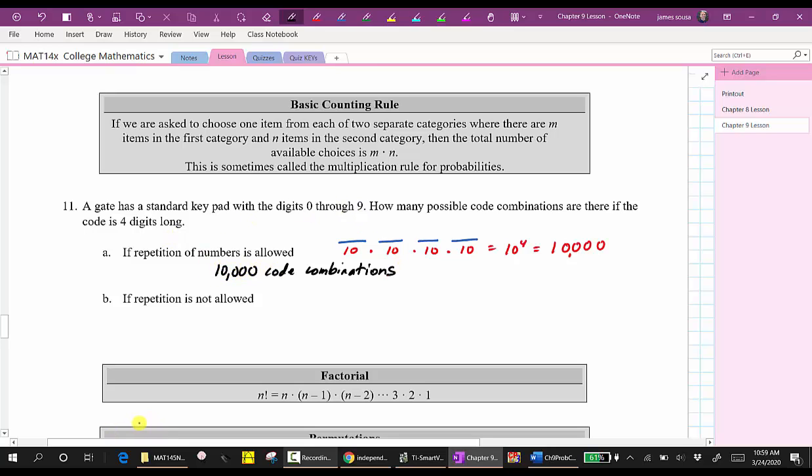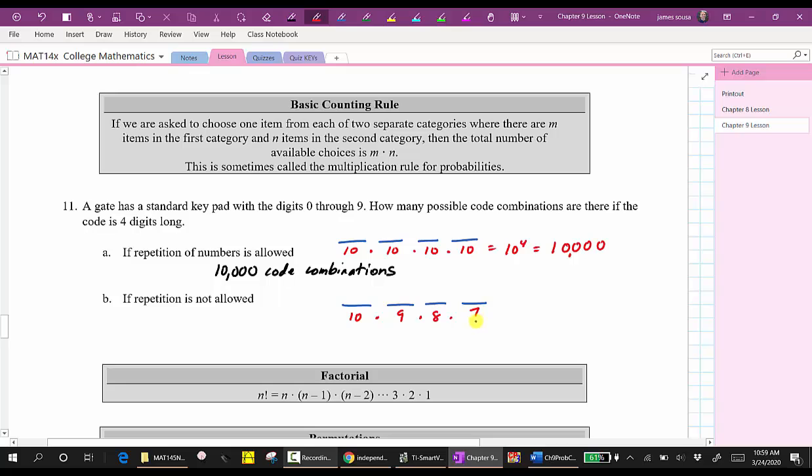For part B, it says repetition is not allowed. So again, using the counting principle or counting rule, we still have 4 categories. The first digit or first number can be any of the 10 choices. So there's 10 choices for the first digit in the code, but we cannot use this same digit again. So now there's only 9 choices for the second digit, 8 choices for the third digit, and 7 choices for the fourth digit. Notice how the number of choices decreases by 1 each time because repetition is not allowed.